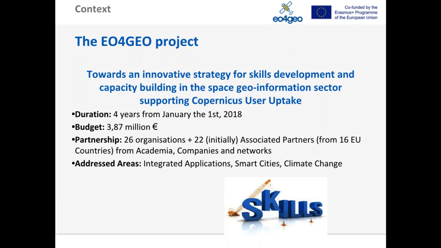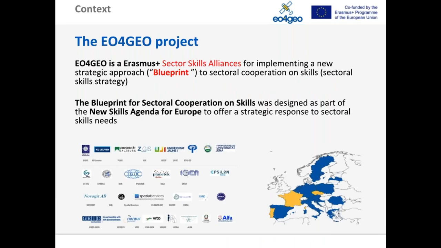It will run for 4 years. It has 26 core organizations and a lot of associated partners from different countries, and some sub areas are tackled in this project, namely integrated applications, smart cities, and climate change. Next slide, please. So, as I said, this project is under the Erasmus Plus program. It's one of the Sector Skills Alliances. There are other alliances in other fields like defense, tourism, and so forth. But this one is specifically focusing on an alliance for implementing this new strategic approach, which will then be formulated in a blueprint for development of the specific sector skills for our space and geoinformation sector. Next slide.